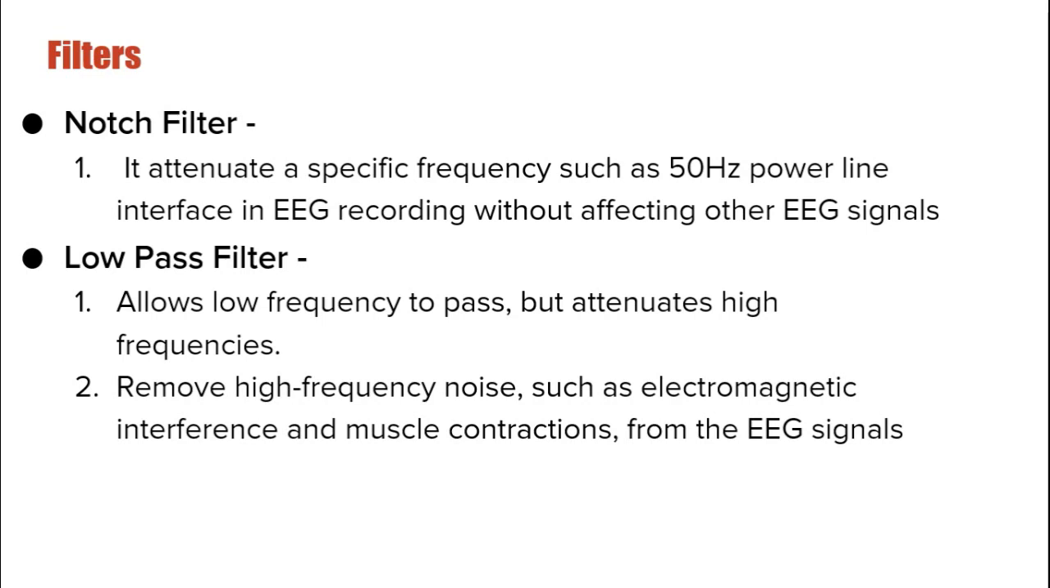Second is a low pass filter. As the name suggests, it allows low frequencies to pass on and restricts high frequencies. Why is it important for us? Because it restricts high frequencies, it is useful for removing high frequency noises such as muscle contraction and electromagnetic interference.